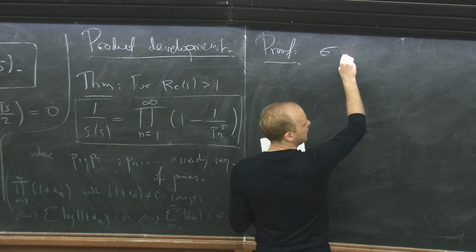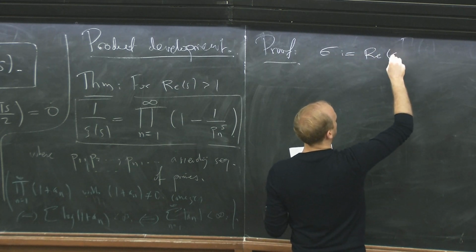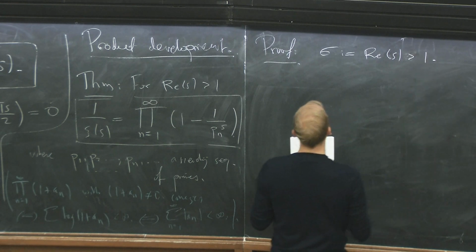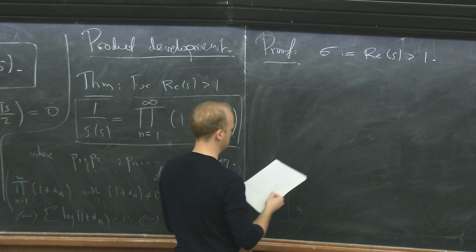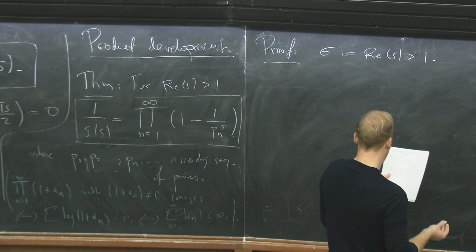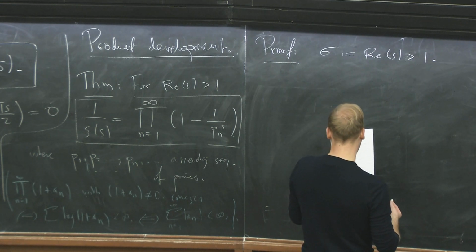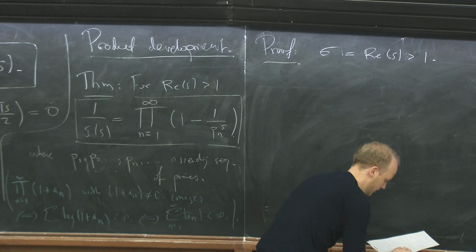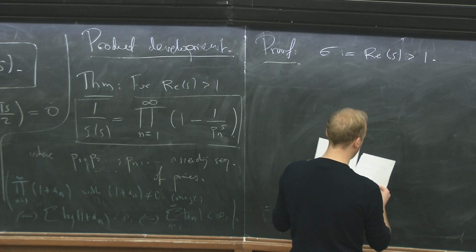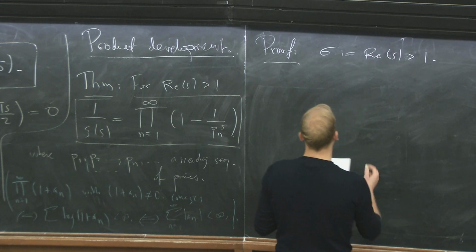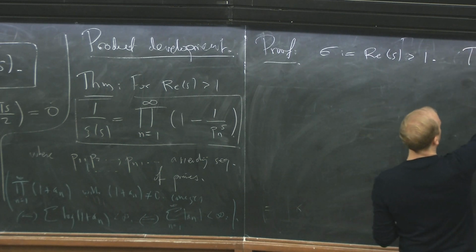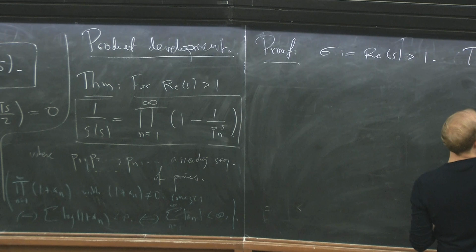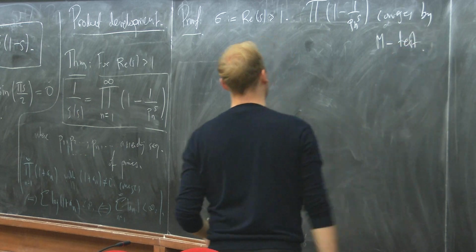And now for the proof, let sigma be the real part of s and assume that it's greater than 1. How can we now show that this zeta function must be equal to this product development? First of all, we see that it converges, and you can read about that in the notes. So this product of 1 minus 1 over p_n to the s converges. This is by the M test. The details are in the notes.